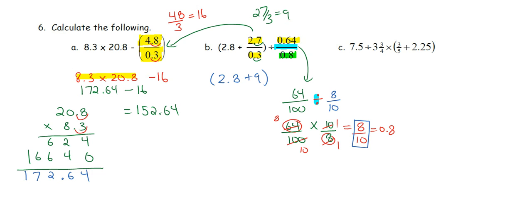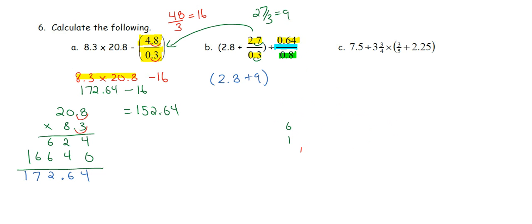So let me just erase all this now. So I'm going to write this division statement here, and we know that 0.64 divided by 0.8 is the same thing as 8 divided by 10. All right, we just did the calculations a few seconds ago. So from here on, I would just take 2.8 and add that to 9. That's going to give me 11.8 divided by 8 divided by 10.